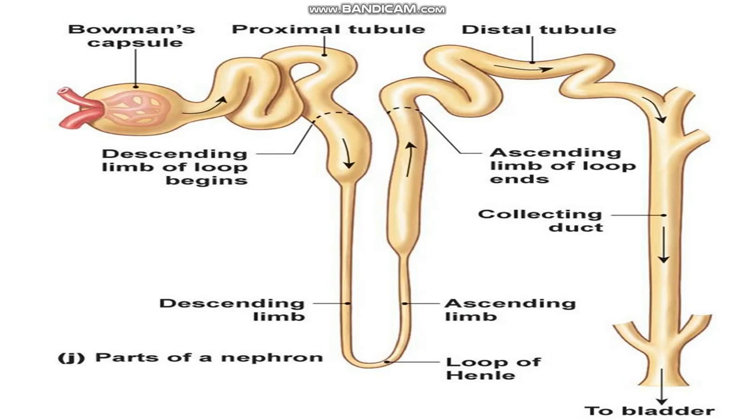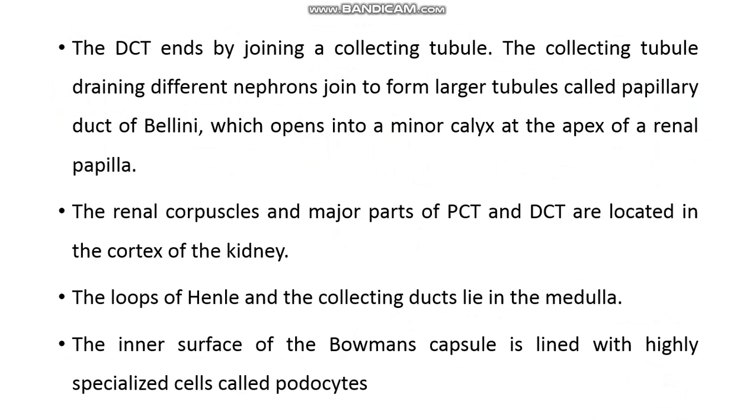In the loop of Henle the initial structure is a descending limb, and after the descending limb there is a loop, and the loop leads to an ascending limb. This ascending limb leads to the distal convoluted tubule, and from the distal convoluted tubule the urine enters into the collecting duct, and this collecting duct leads into the bladder.